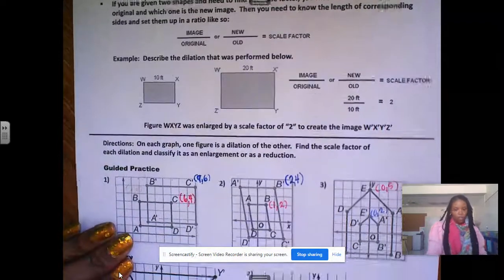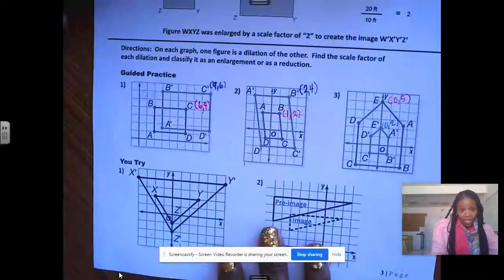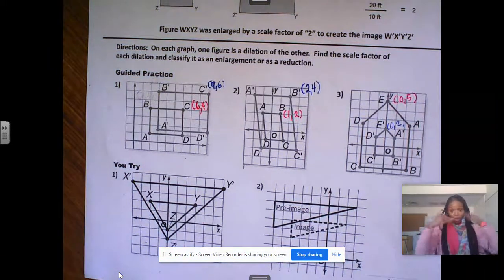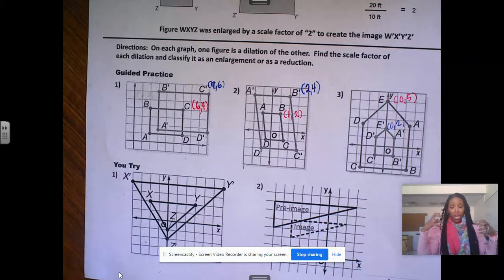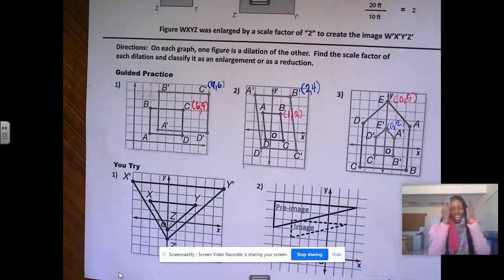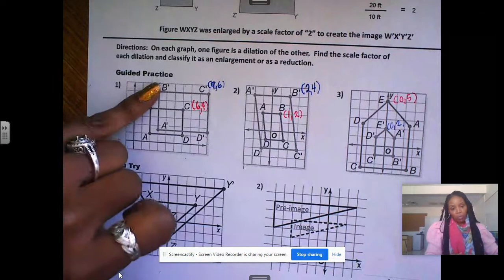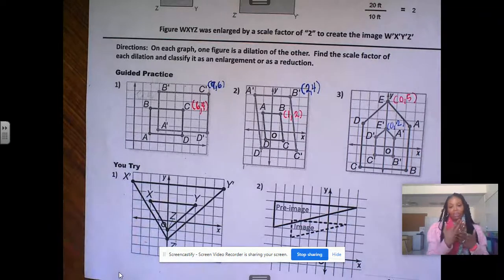That's all you're doing. Now, for this video's sake, I've already plotted the coordinates. That was just a regular figure, right? That was corresponding sides. When you're trying to find a scale factor of two figures that have already been plotted, all you have to do is pick a letter and work with that. I try to pick the easier one, but if I pick B, then I need to work with B prime. If I pick A, I need to work with A prime. So the letters have to correspond in that way.